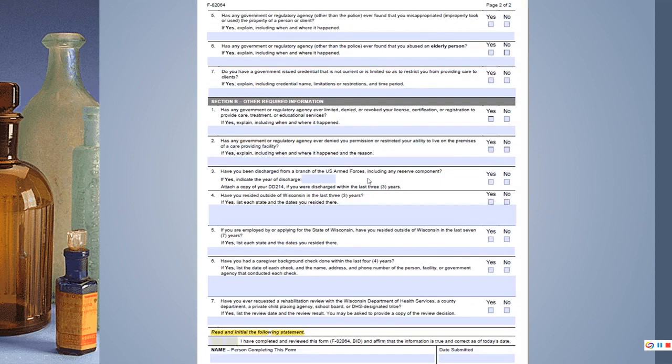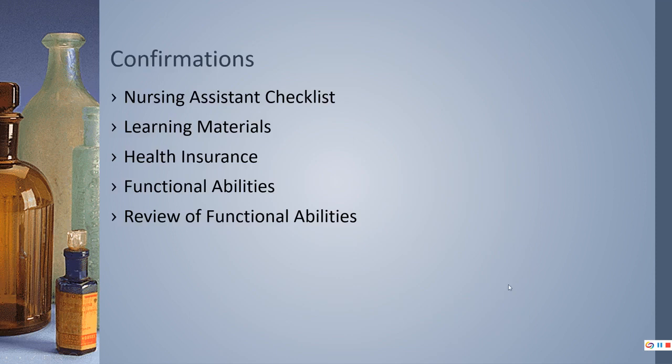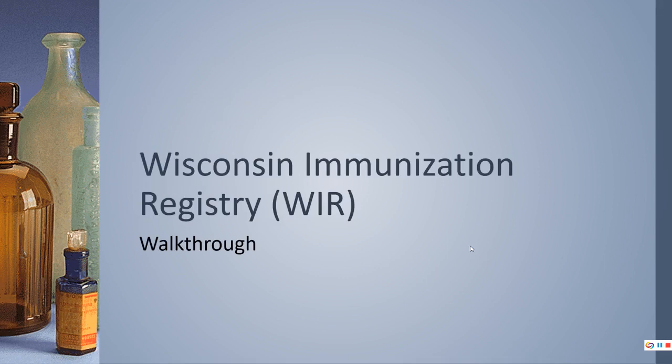This is the second page of the form, and again down here is highlighted the initials because, again, another commonly missed site. These are the items that you will need to confirm that you've either received or that you have: the nursing assistant checklist, the learning materials, confirming that you have health insurance and that you've received the functional abilities and are able to actually perform the functional abilities.